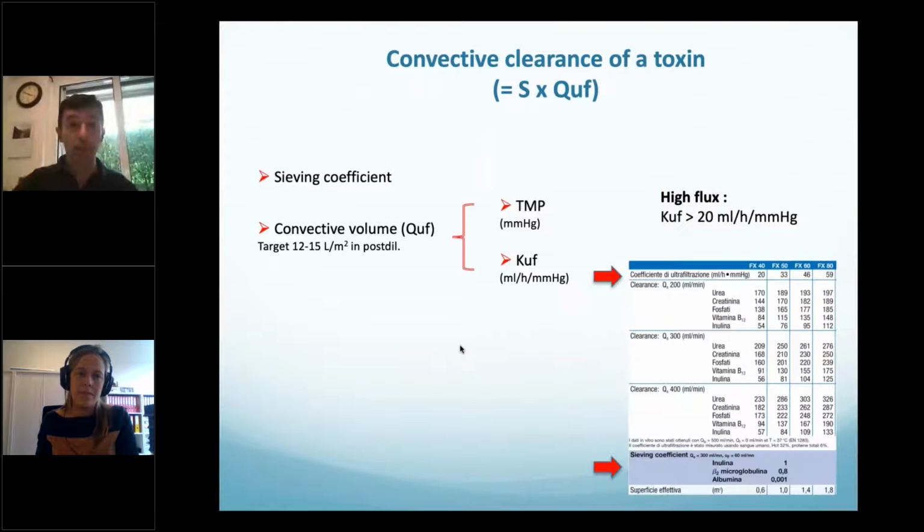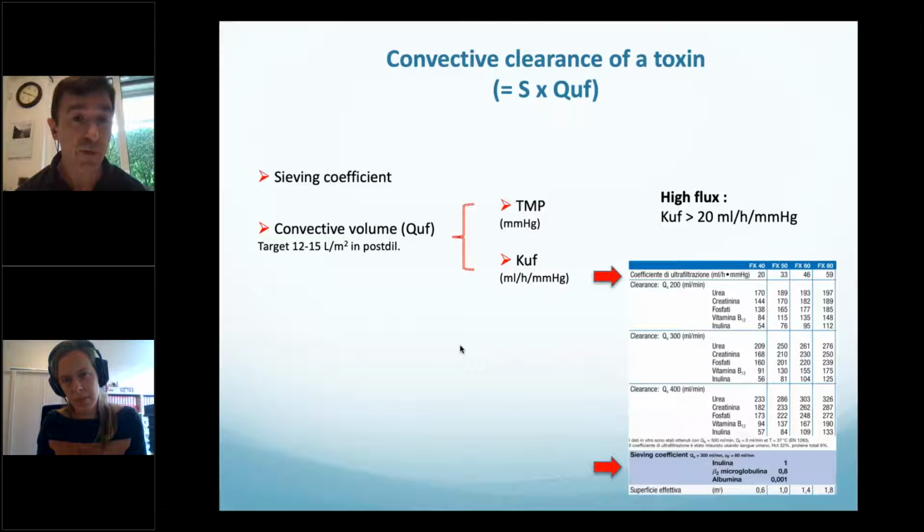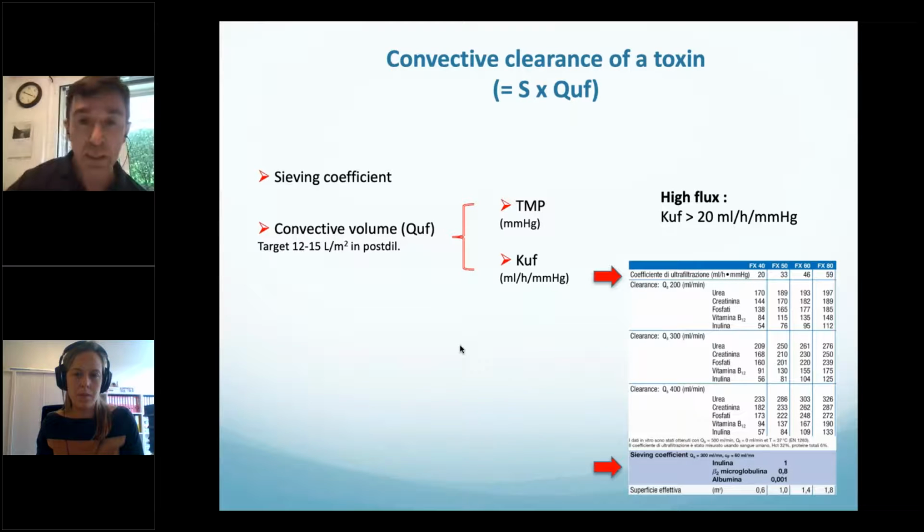Convective volume is the main determinant of the dose of dialysis in convective modalities. We aim to reach a target convective volume of 12-15 liters per square meter per session post-dilution mode. The convective volume is basically the product of the transmembrane pressure and the ultrafiltration coefficient. The TMP, the transmembrane pressure, is the pressure applied across the membrane to generate the ultrafiltration. And the ultrafiltration coefficient is a measure of the permeability of the membrane, not to solute, but to water.